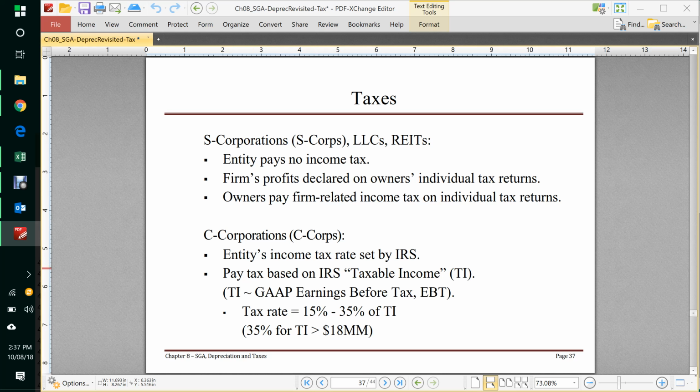Entities' income tax is set by the IRS, and they pay tax based on what the IRS calls taxable income, which is very similar to, especially for simple companies, GAAP earnings before tax, which is revenue minus all your expenses except tax. And the IRS sets the tax rate at 15 to 35%. It's changing a little under Trump, but the basic idea is still there. It used to be, and this has changed in the past year, that if you made more than 18 million earnings before tax, you'd be paying 35%.